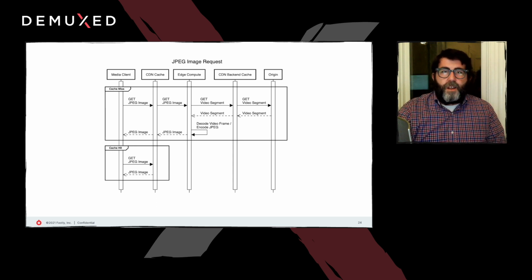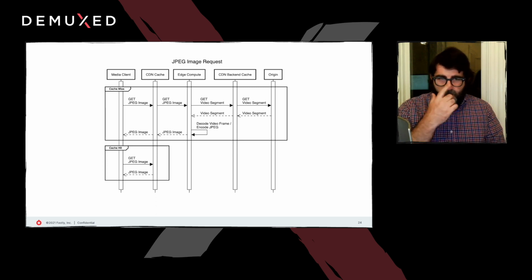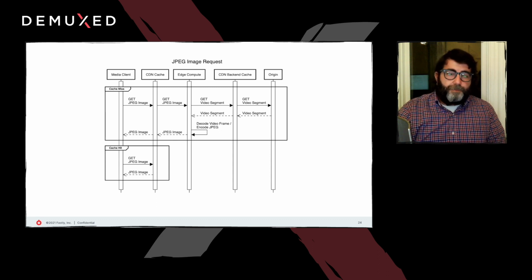Here's a sequence diagram showing the workflow. Because JPEG creation is compute intensive, we have caching placed in front of the Edge app as well. Subsequent requests for the JPEG will be served from cache. As you can see, when the media client makes a GET request for a JPEG image, when it hits the Edge Compute app, it gets converted into a GET request for the video segment. When the video segment is returned to the Edge Compute app, it decodes the very first video frame and then re-encodes it into a JPEG and returns that to the media client.